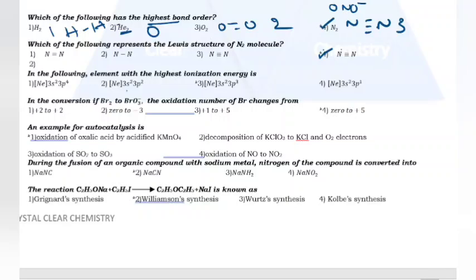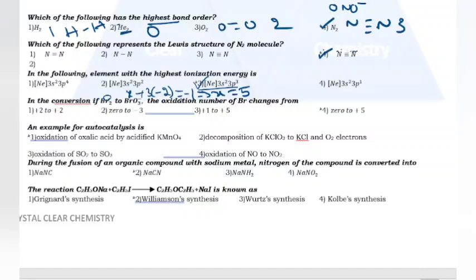In the conversion, if Br2 is converted to BrO3 minus, the oxidation number changes to? So Br2 is an element in molecular form, so the oxidation state is 0. In BrO3 minus, x plus 3 into minus 2 is equal to minus 1. So this implies x will be 5. So we can say that 0 to 5 is the change in the oxidation state. Yeah, here it comes, the fourth one.